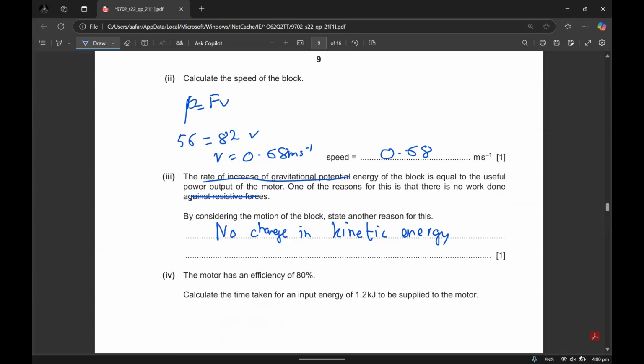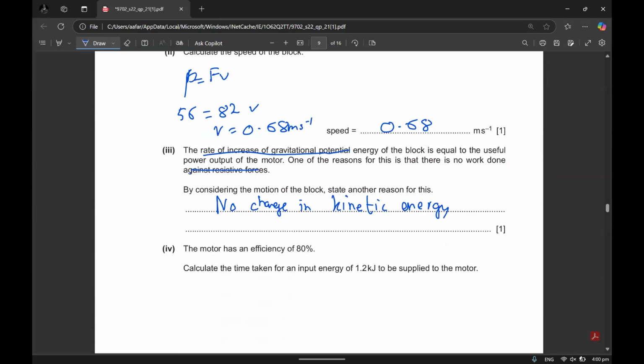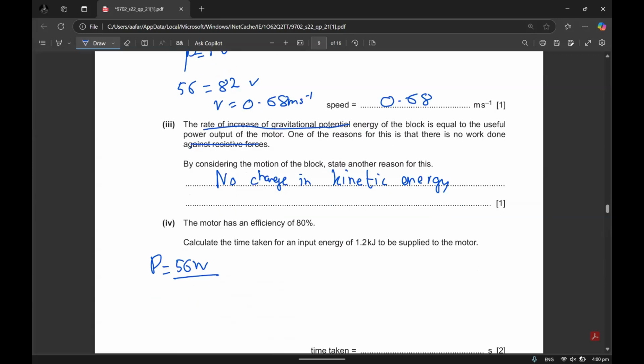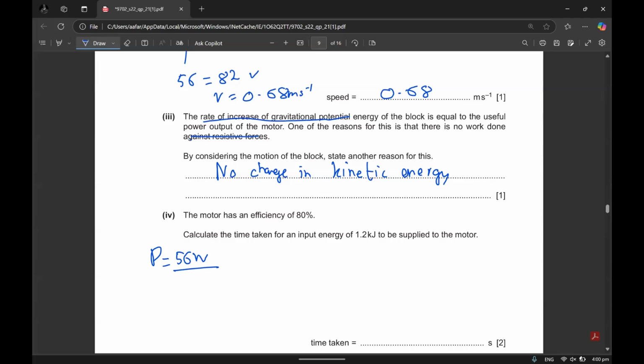The motor has efficiency of 80%. Calculate the time taken for an input energy of 1.2 kilojoules to be supplied to the motor. We know it has a power of 56 watts. That's the useful power output. So total power output is going to be 80% of X equal to 56. So total power output, we get 56 divided by 0.8, is equal to 70 watts. This is the total power output.